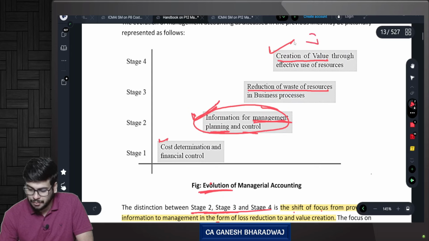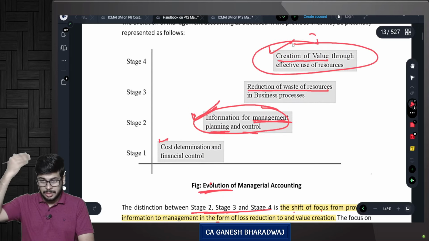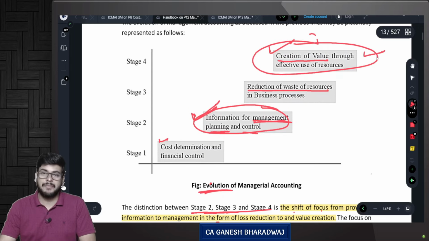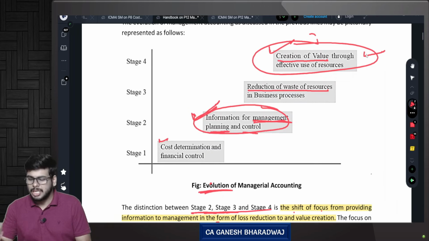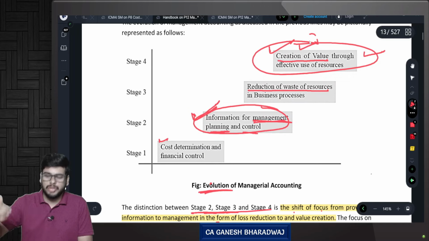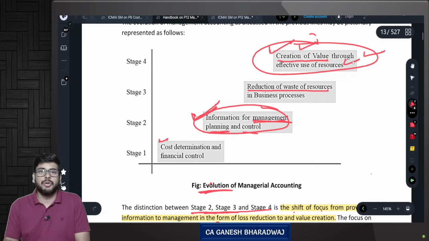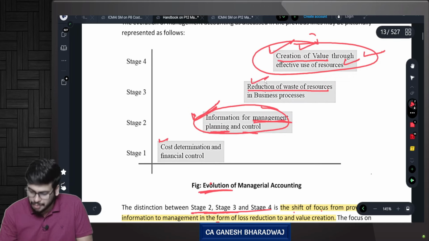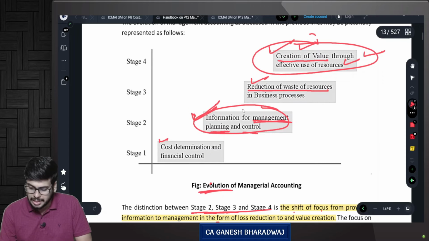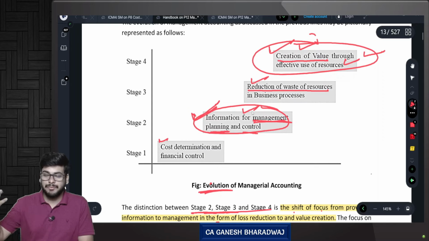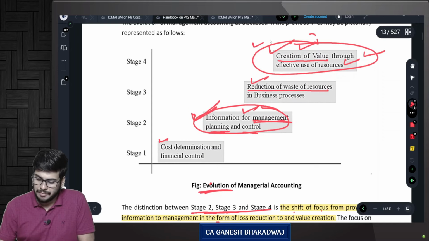Right now it's about value creation. So if this is your objective, value creation through effective use of resources, all other things are automatically taken care of. If you want to create value, you need to effectively use your resources. For you to effectively use your resources, your waste reduction should be in place. For you to do that, obviously proper decision making should be done, for which information should be provided to management. So this is a very broad scope.